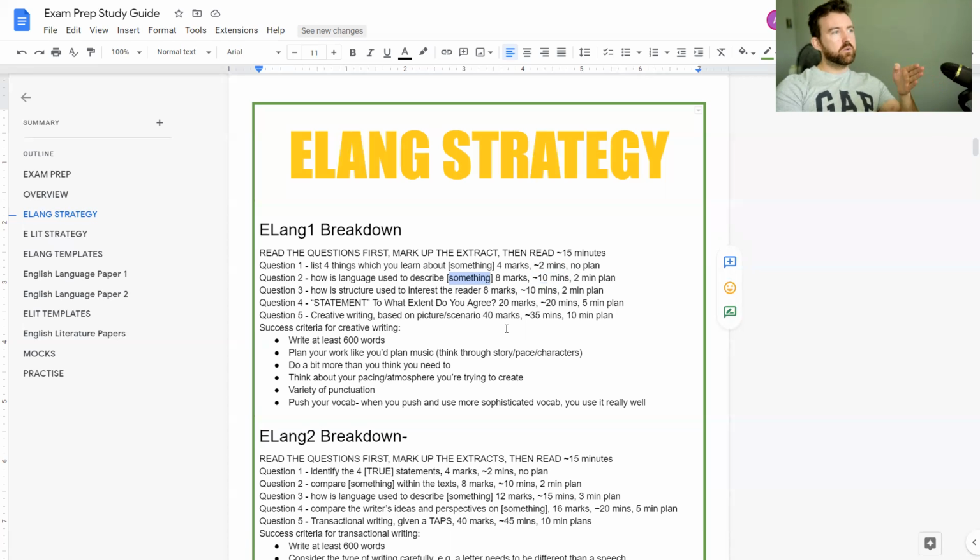Question 3: how is structure used to interest the reader? Always going to be that question. Again, 8 marks, so 10 minutes: 8 minutes of writing time, 2 minutes planning. Again, 2 paragraphs, about 2 quotes per paragraph, and you want to use that thing called FOPPS that I've told you before. The big ones to focus on are focal points and why they're interesting in a specific way. They're interesting because they create mystery, or excitement, or they're funny. Focal points, and also pace, the P of pace. And pace you can get from short sentences, long sentences, lots of punctuation, not very much punctuation.